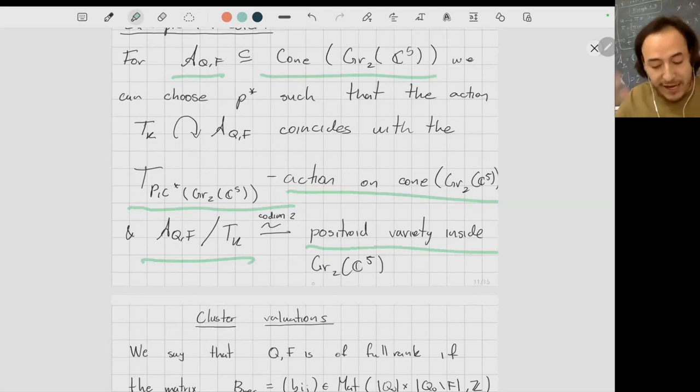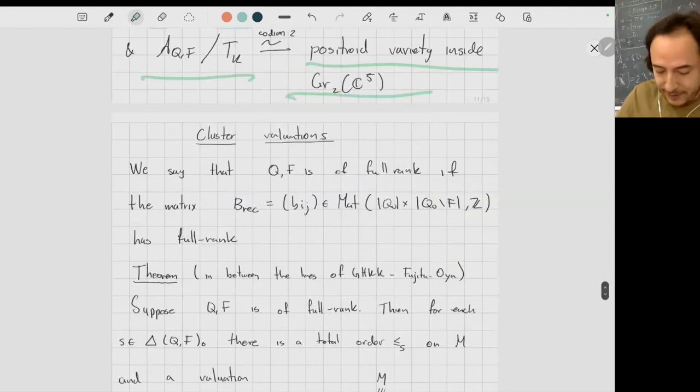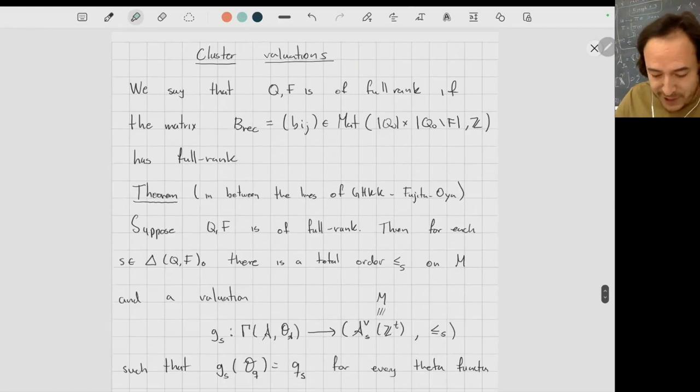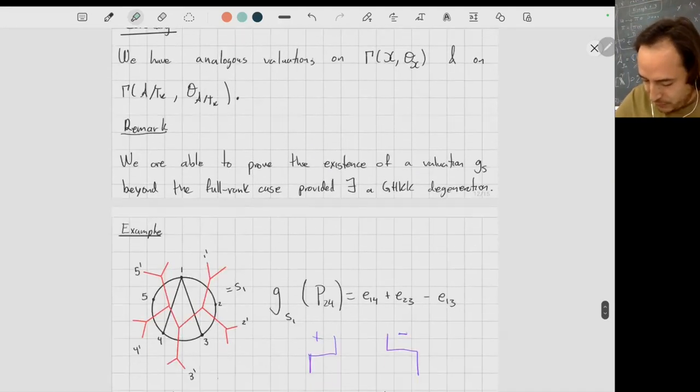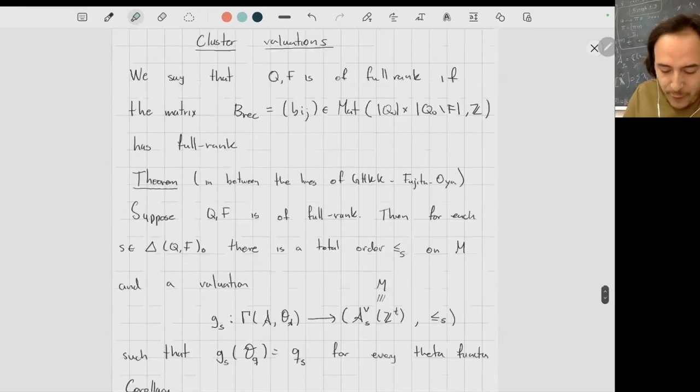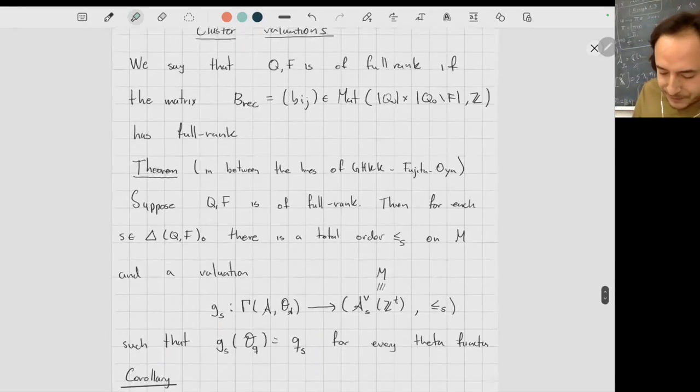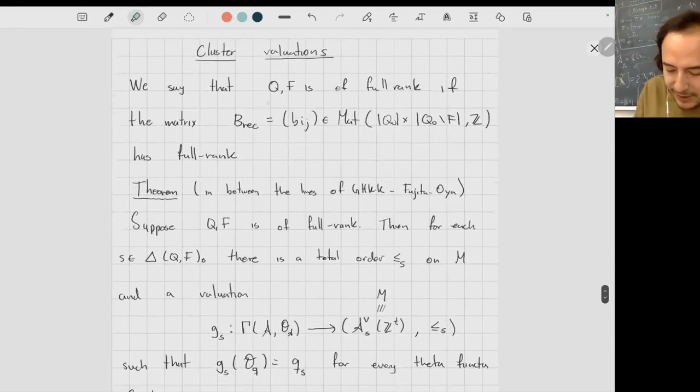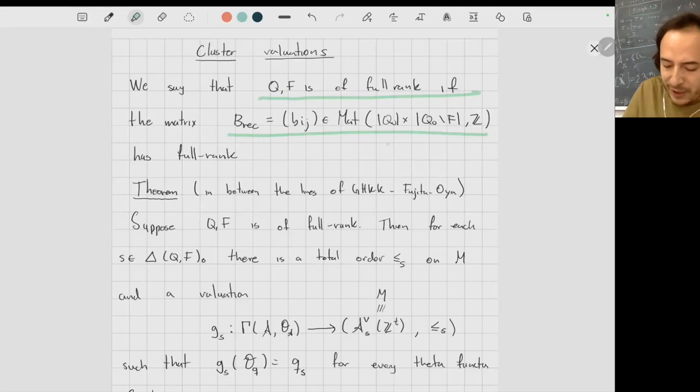So in my example, I can also see these objects very concretely. Okay, now let's go to cluster evaluations. Let me just say, this quiver is full rank if the incidence matrix of this quiver, which is a rectangular matrix, is of full rank.